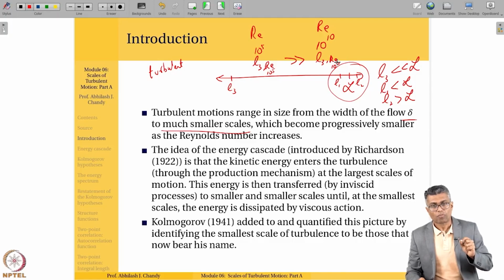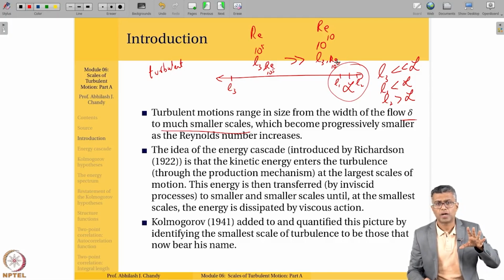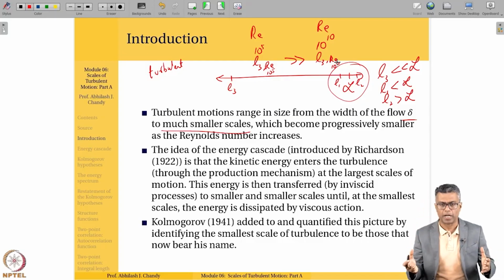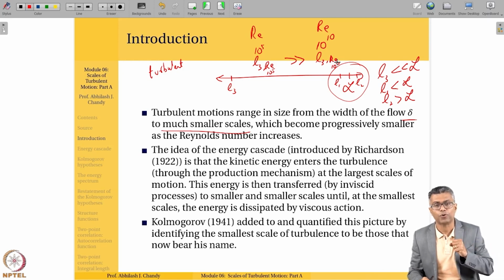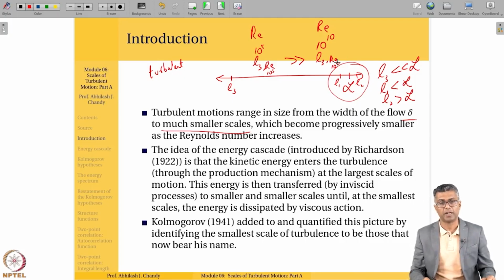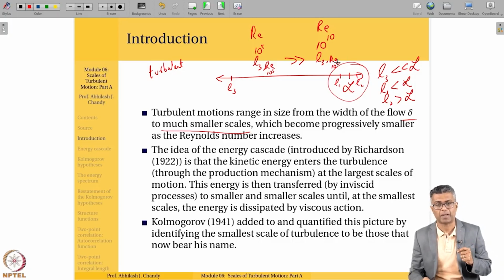So now, the idea of the energy cascade, which was introduced by Richardson in 1922. The idea was that the kinetic energy enters the turbulence through some kind of a production mechanism. So what does that mean? Production mechanism. If you take a turbulent jet, the production mechanism is the inflow of the jet. The way the flow comes in through the nozzle and into the domain. You have turbulence entering the domain like that. You have kinetic energy entering the domain like that. That is your production mechanism.